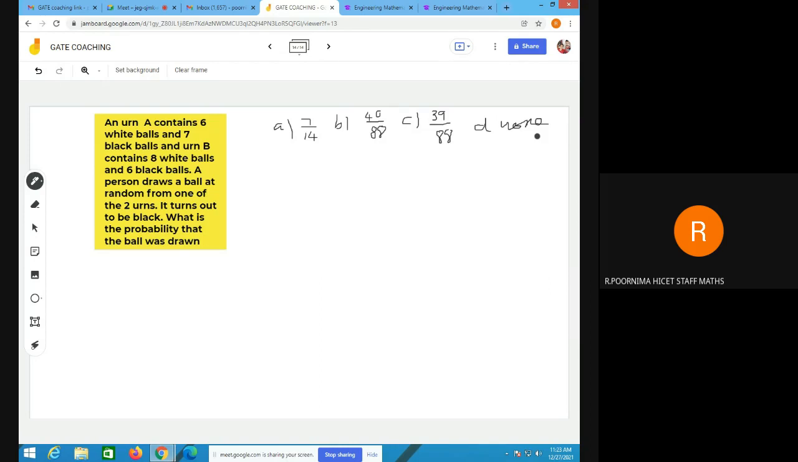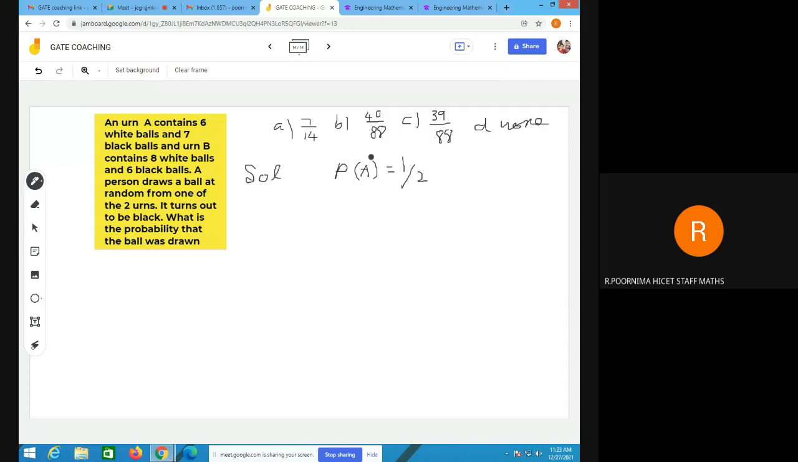So probability of selecting urn A. Two urns are there, so probability of selecting any one of the urns: probability of selecting urn A, P of A, is 1 by 2, because totally two urns are there. One of them can be selected at random.